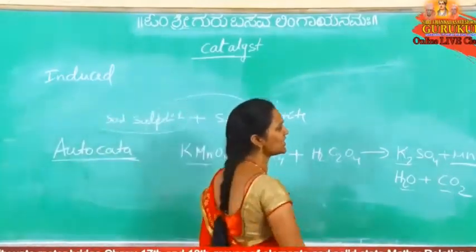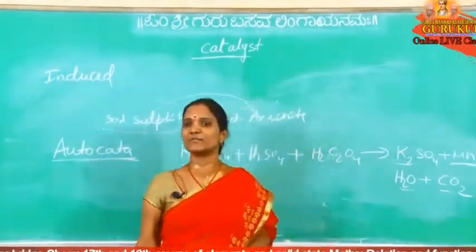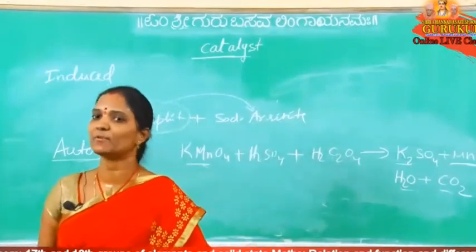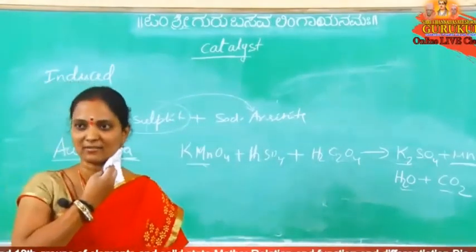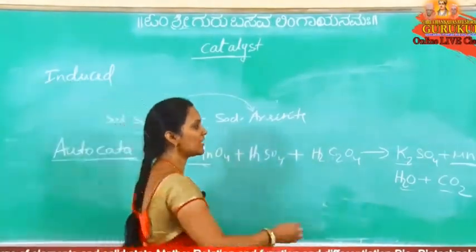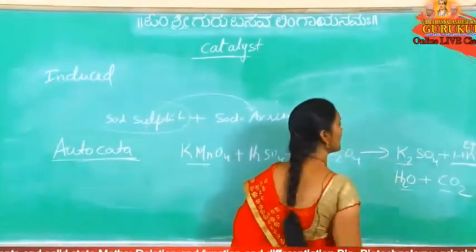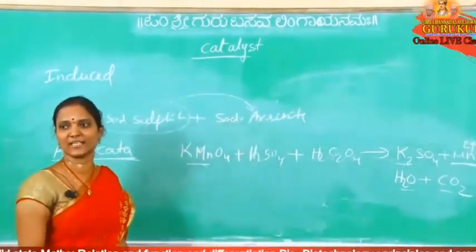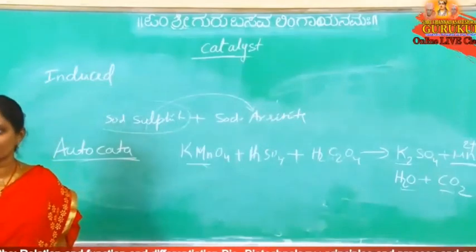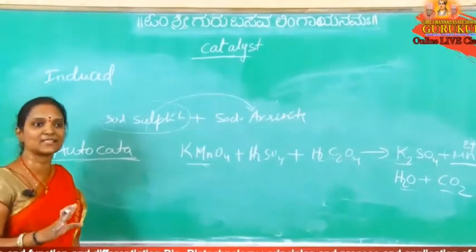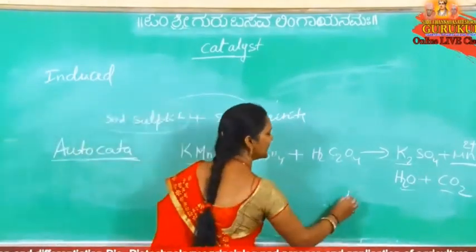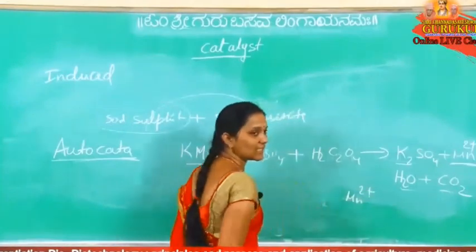So which one acts as the catalyst? This is very, very important. In the reaction of KMnO4 with oxalic acid, the catalyst is Mn2+. Don't mark KMnO4 as the catalyst. One of the reactants does not act as a catalyst; one of the products acts as a catalyst. So what is the catalyst here? Mn2+ is the catalyst.